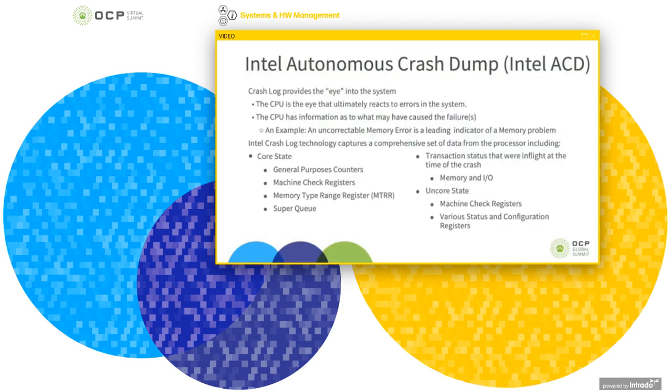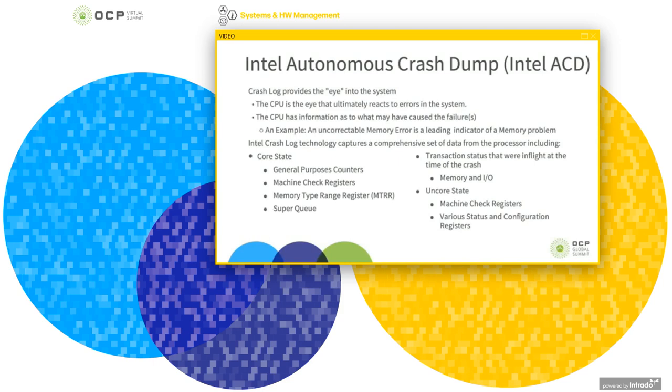Intel Autonomous Crash Dump technology is the eye in the system, or the canary in the coal mine. The CPU has information as to what might have caused the failure. An example is that uncorrected memory errors are a leading indicator of a memory DIMM problem.